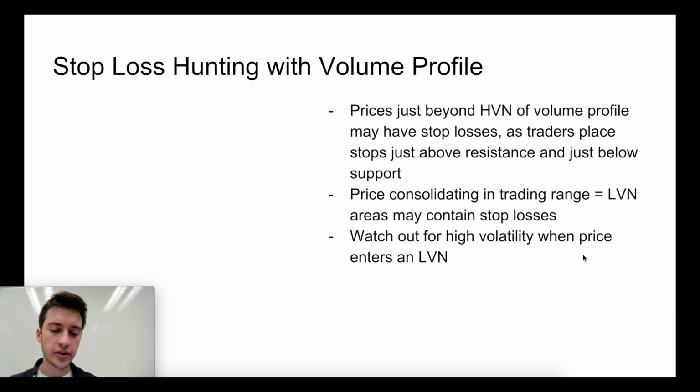Also, price consolidating in the trading range, LVN areas may contain stop losses. That is basically what we've talked about before. It's great when price just consolidates flat, and then you can identify the low volume nodes, the places where not a lot of volume has been transacted in a consolidation range, typically just above resistance, typically just below support of the consolidation range. And if price goes right down, makes that type of V-shaped reversal, triggers stop losses, and then goes right back up, that can be very bullish.